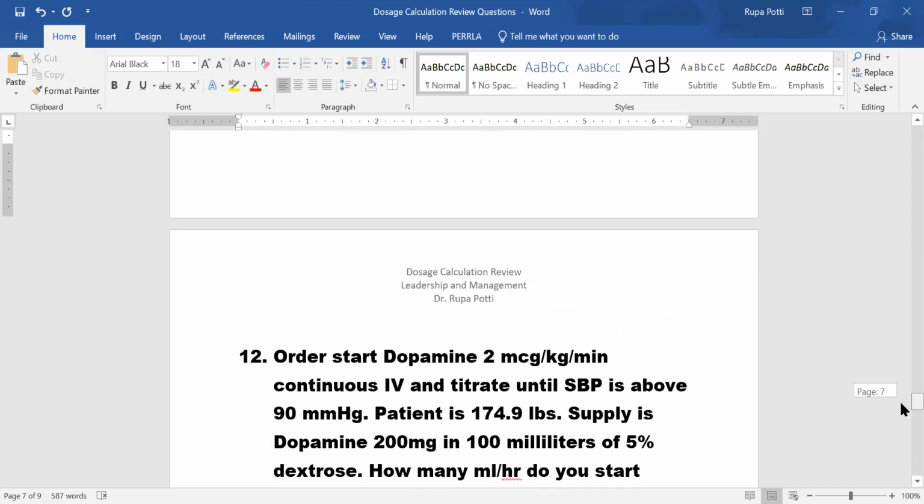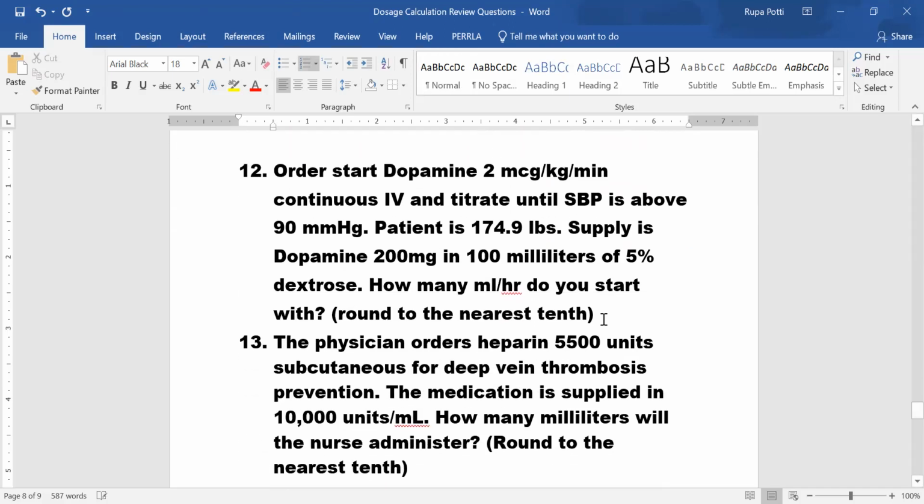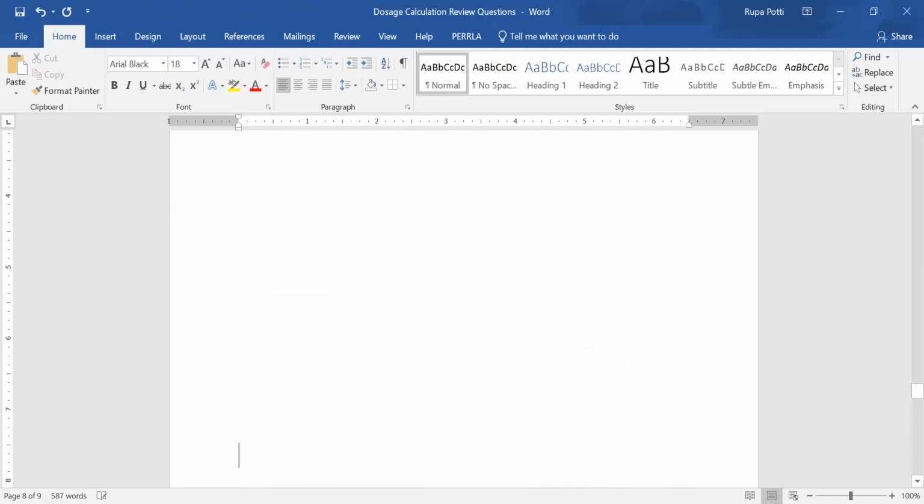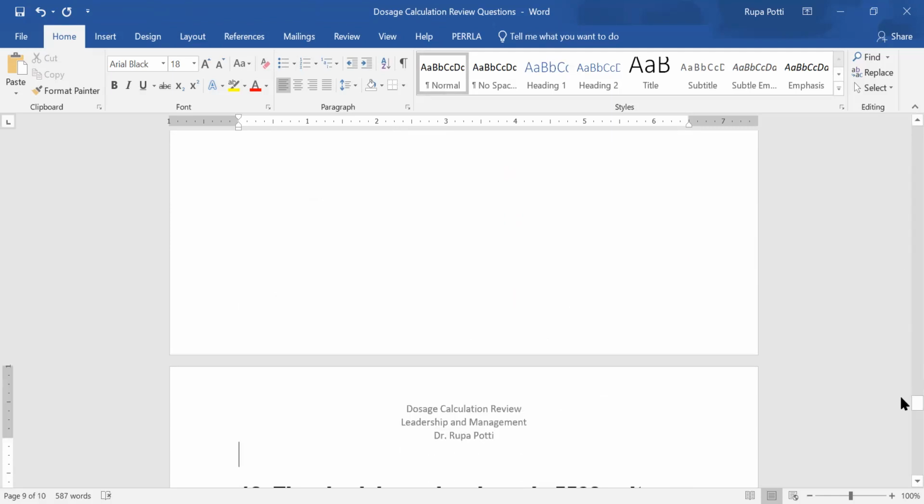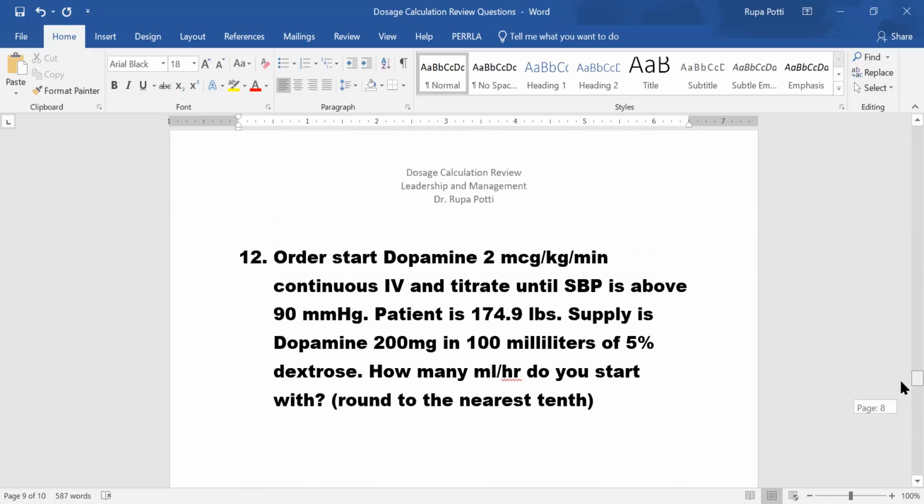So let's look at another problem of a similar kind. The order, again, says start dopamine 2 mics per kilogram per minute, continuous IV, and titrate until systolic is above 90. Patient weighs 174.9 pounds and supply is dopamine 200 milligrams in 100 ml of 5% dextrose. How many ml per hour do you start with? Round to the nearest tenth.